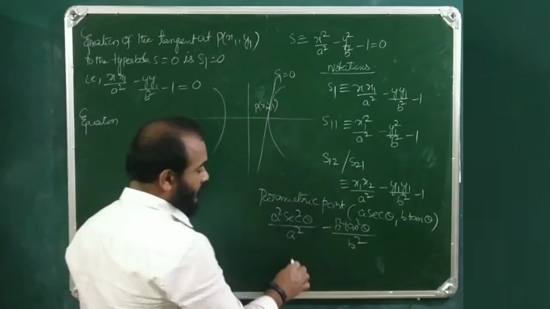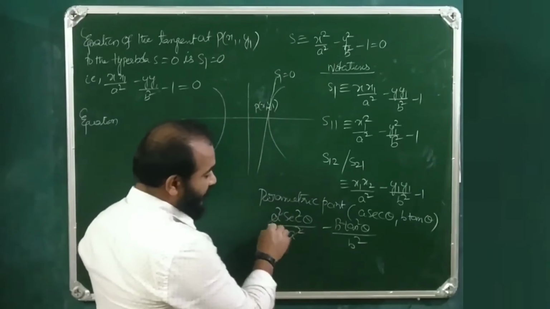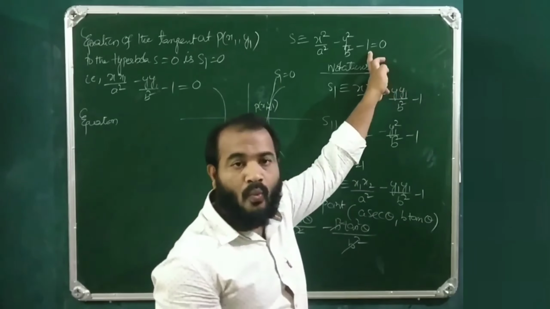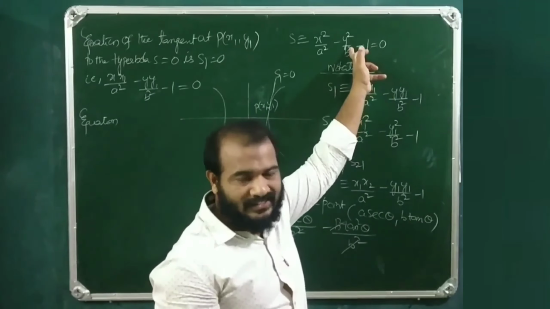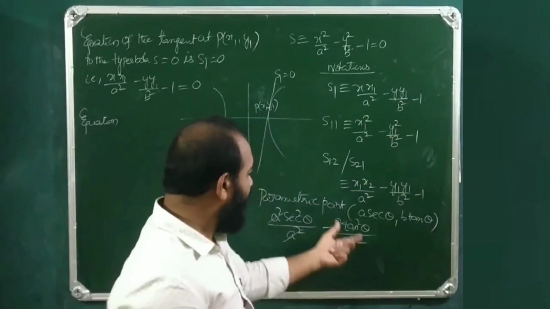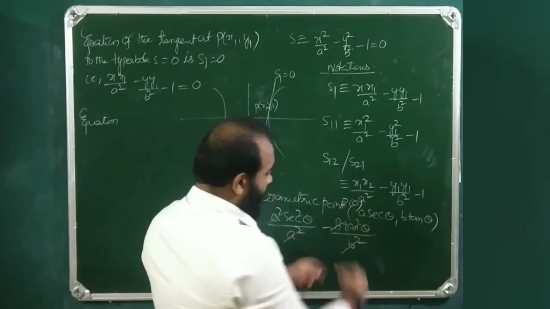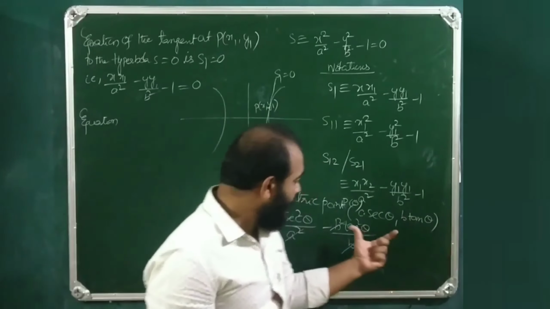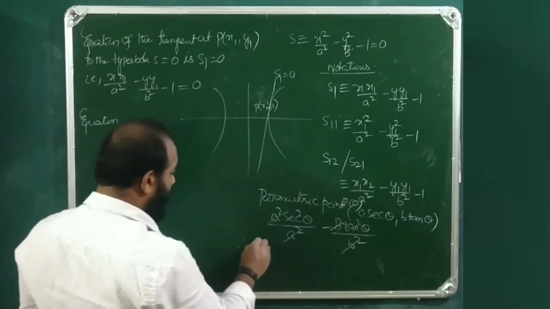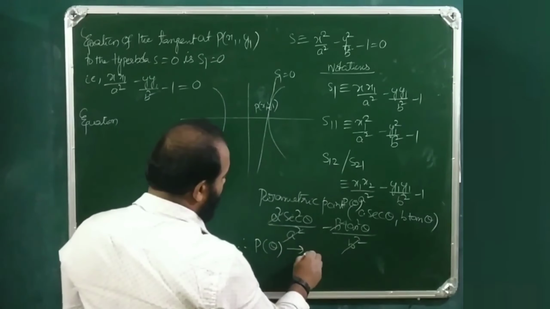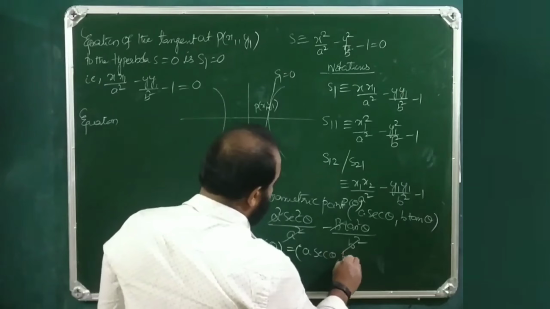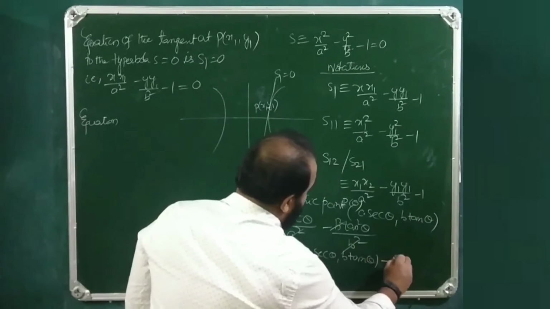So a square gets cancelled, b square gets cancelled. Secant square theta minus tan square theta is equal to 1. Therefore, this equation gets satisfied by substituting P(theta), which is (a secant theta, b tan theta). Therefore, P(theta) is said to be the parametric point. (a secant theta, b tan theta) is said to be the parametric point.